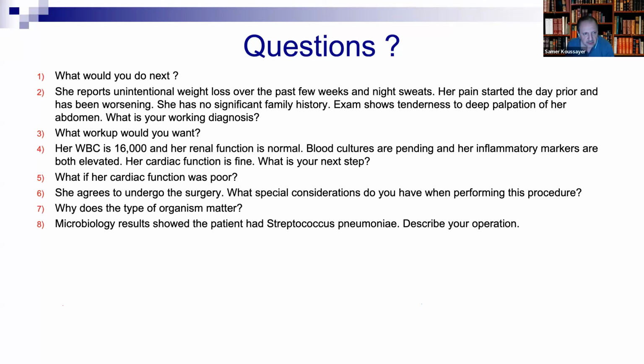So we did that. Let's keep going. Microbiology results show the patient has strep pneumoniae. Describe your operation. So she has a strepto. Is this high or low virulence? Strepto, low virulence. Low. Okay. So you're planning to do what? In situ or extra-anatomical bypass? In situ. Okay.